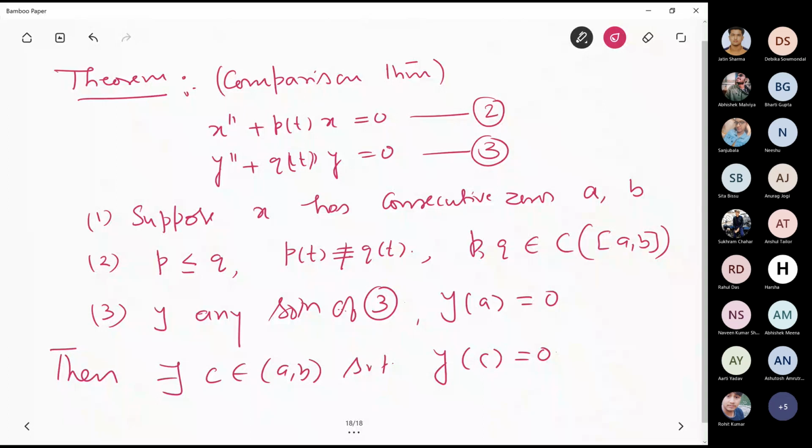So P and Q, there are positions. Little later that they have to be positive, otherwise this will not be satisfied. So I don't require to put the condition that P and Q are positive, because we are assuming that x has two consecutive zeros.